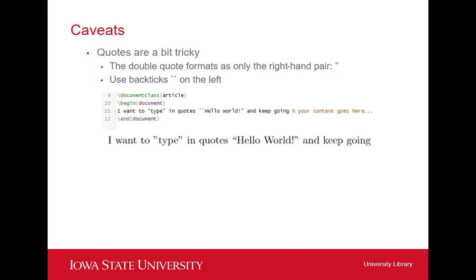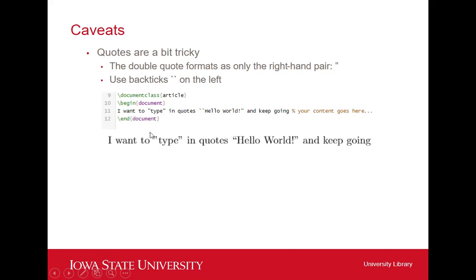So quotes are a bit tricky. The quotation mark next to your enter key, that shift quote, that double quote right there, will always only format as the right-hand pair. And so they'll be going in to the left, toward the end of the word. So you can see in this example, I wanted to type in quotes, and I put that double quote on both sides.